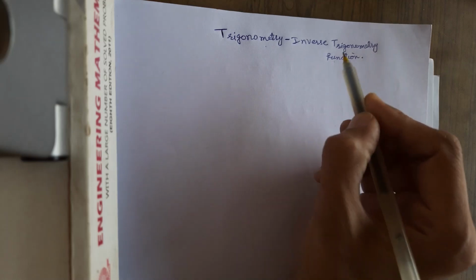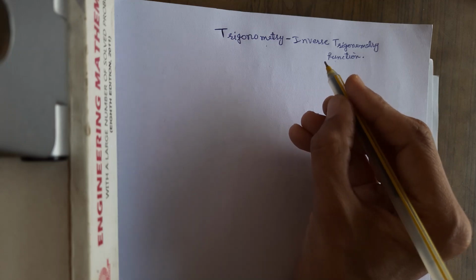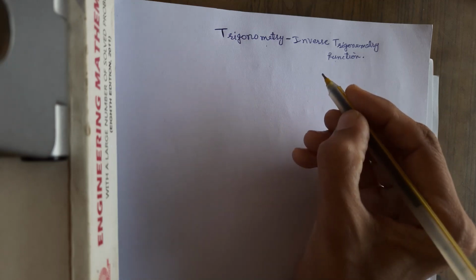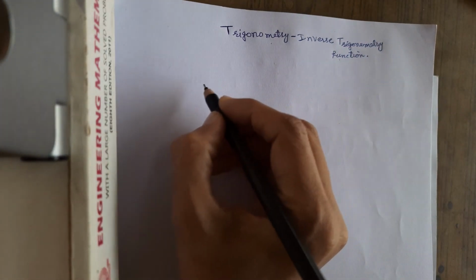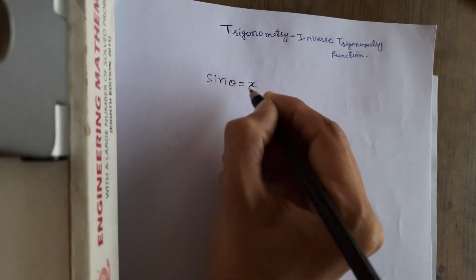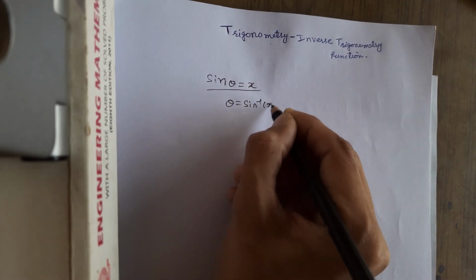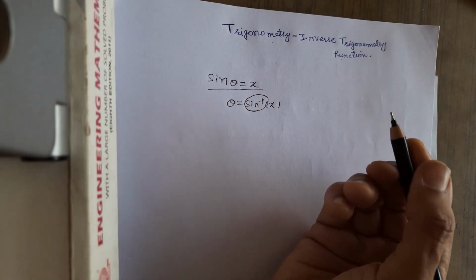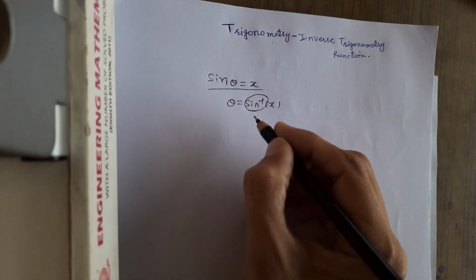We will continue the inverse trigonometry function. A few of the definitions and some properties of inverse trigonometric functions we have already discussed in the previous lecture. So in this lecture I am just going to show you a few more examples. In the previous lecture we discussed that if sine theta equals x, then by definition theta equals sine inverse of x, and this is called the inverse trigonometric function. In such a way all six ratios exist.